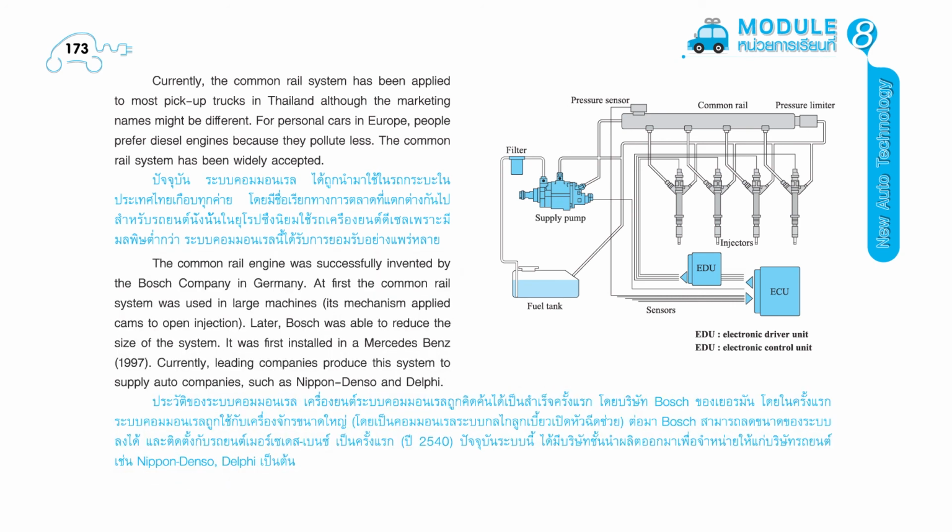The common rail engine was successfully invented by the Bosch company in Germany. At first, the common rail system was used in large machines. Its mechanism applied cams to open injection. Later, Bosch was able to reduce the size of the system. It was first installed in a Mercedes-Benz in 1997. Currently, leading companies such as Nippon Denso and Delphi produce this system to supply auto companies.